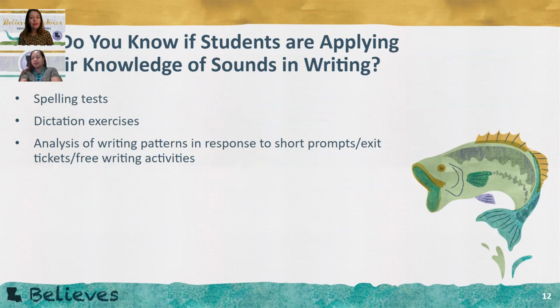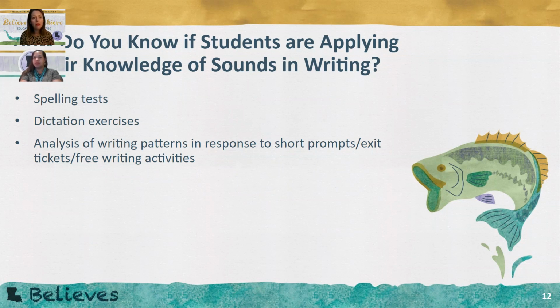Now, how do you know if your students are applying their knowledge of sounds and writing? Different things that you can do: spelling tests are great, right? Have students spell words that include the sound spellings that you've taught. Dictation exercises, maybe you read them a sentence and you have them write that sentence and you see how they're applying that.